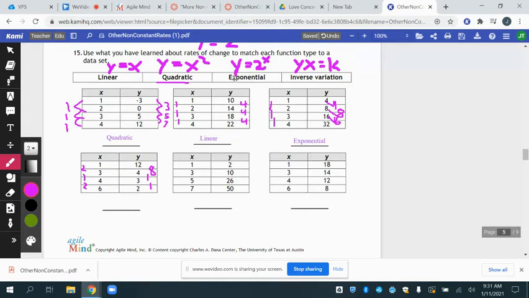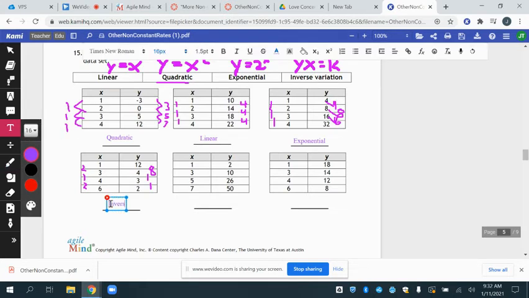What's the only one that we have not been able to find by doing that? Well, we have not touched this guy, inverse variation. Remember, inverse variation says if I multiply x times y, I should get the same number every time. So that's really easy to check for. 1 times 12 should be the same as 3 times 4, 4 times 3, and 6 times 2. What do they all make? 12. So this one right here is inverse variation.